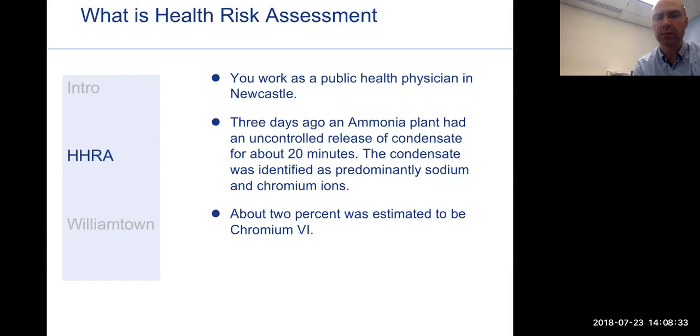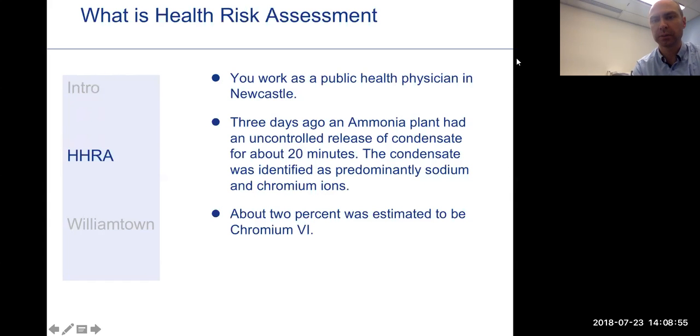And the scenario is that 3 days ago, an ammonia plant had an uncontrolled release of a condensate. So it just allowed some material to come out in a gas form. And the condensate was identified as predominantly sodium and chromium ions.